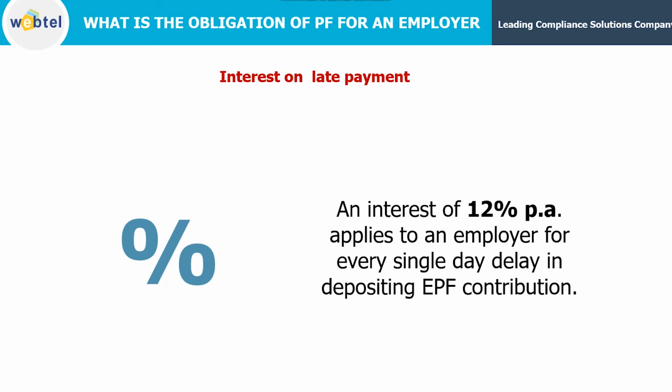Next is interest. If there is any late payment of depositing the PF into the fund, an interest of 12% per annum is to be applied on employer for every single day delay in depositing PF.